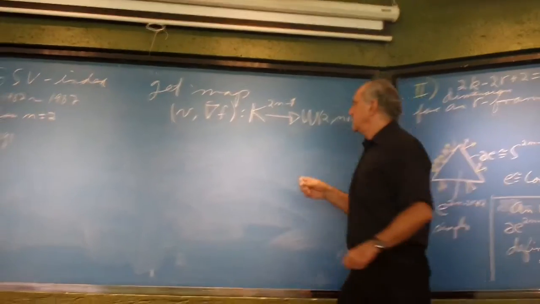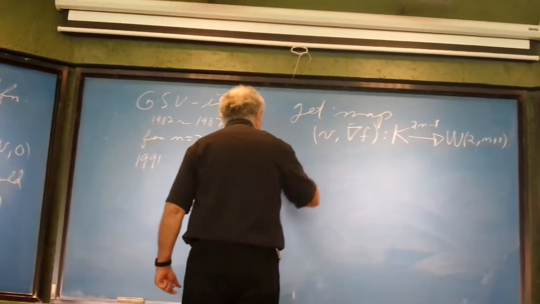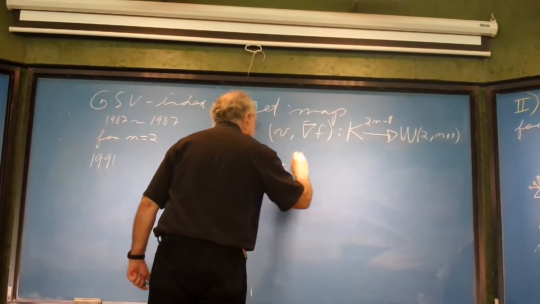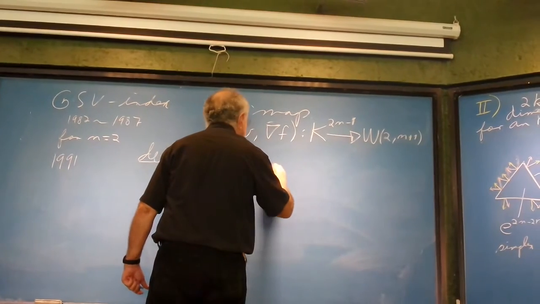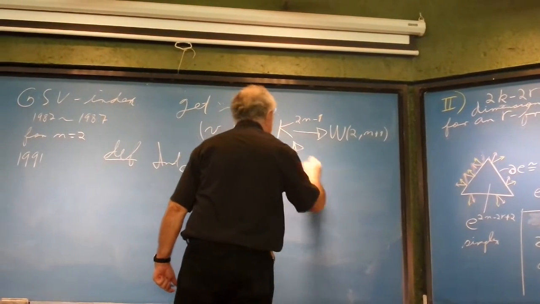So, by definition, the GSB index of B at 0 is the degree of this map.